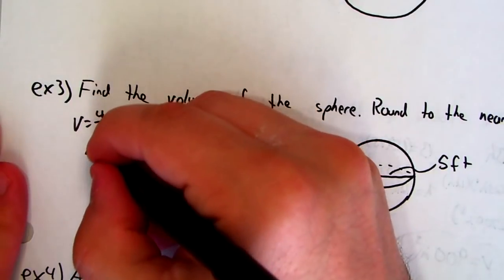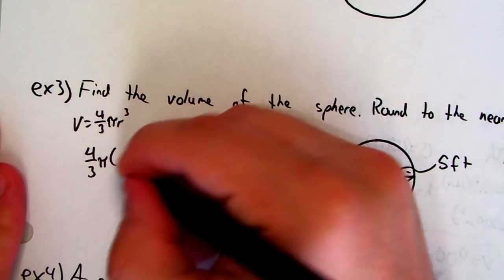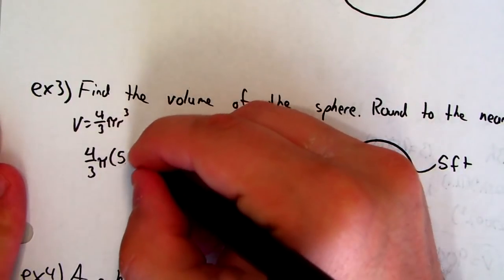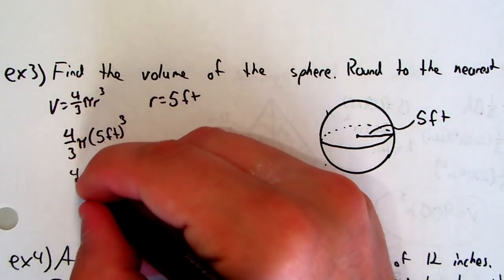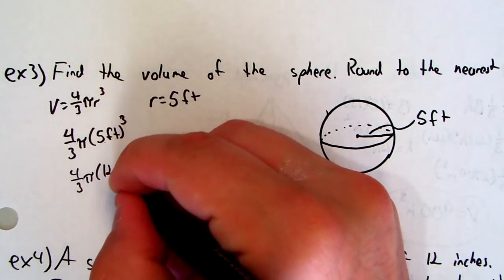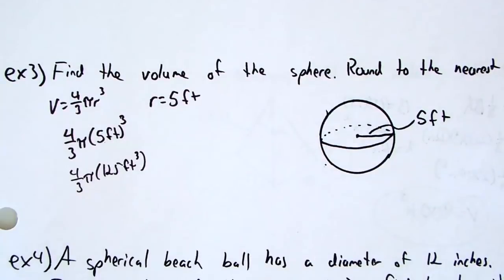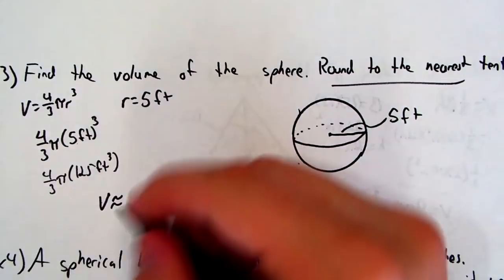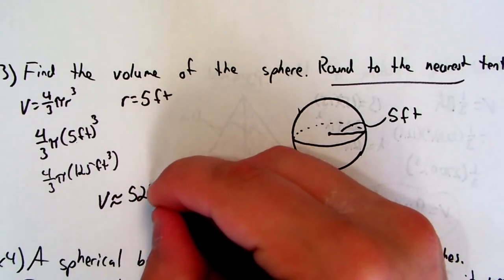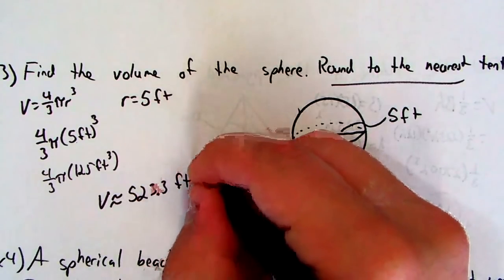Start substituting values in, 4/3 and pi. R is 5, so we're going to use 5 feet cubed. If I simplify now, 5 raised to the 3rd power, or 5 cubed, is going to be 125. And if I simplify the rest of this answer, I get volume, again, is about, because we're rounding, 523.3 cubic feet.